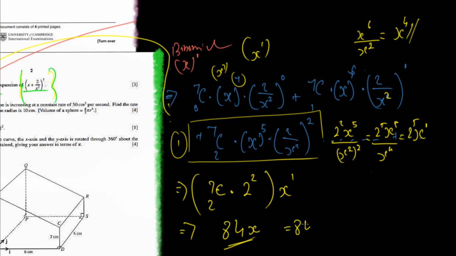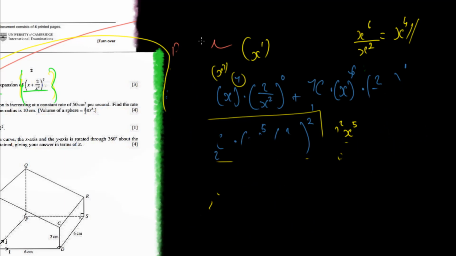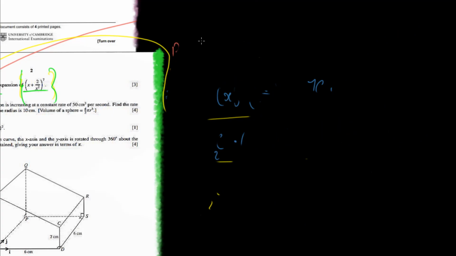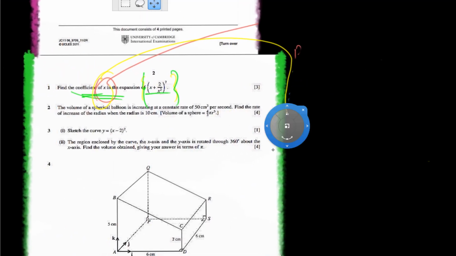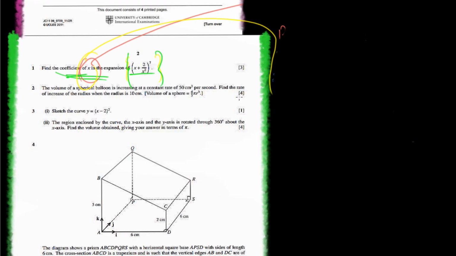84x, and therefore 84 is our coefficient. Again, a simple question. You can do it much faster if you know what you're doing and if you practice over and over again. This question took me almost 4 minutes to solve, given that I was making a video. So if you're able to do it mentally, and if you have practiced enough, you can solve it within 3 minutes, I'm sure.